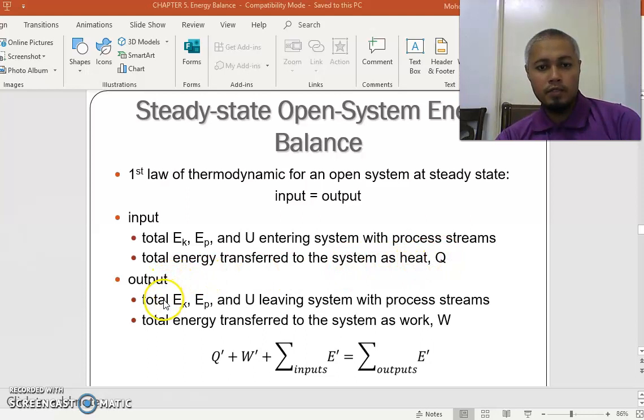Then for output we have the same: total kinetic energy, potential energy, internal energy, leaving the system with process streams. And also we have total energy transferred from the system as work, where we have positive work here. So what we have is 3 inputs and 1 output, where the inputs will be heat, work, energy input, and we have 1 output, which is E output. E output we obtain from this part, input we obtain from this part, and also this part.